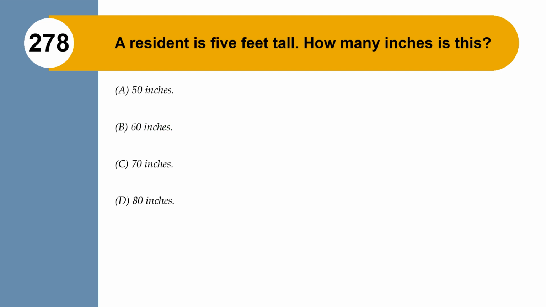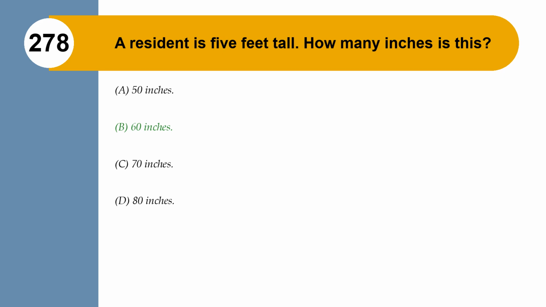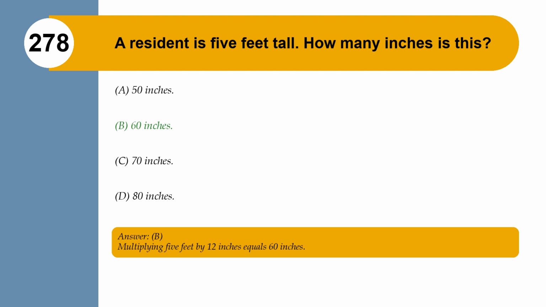Question 278. A resident is 5 feet tall. How many inches is this? Option A, 50 inches. Option B, 60 inches. Option C, 70 inches. Option D, 80 inches. The correct answer is option B, 60 inches. Explanation: multiplying 5 feet by 12 inches equals 60 inches.